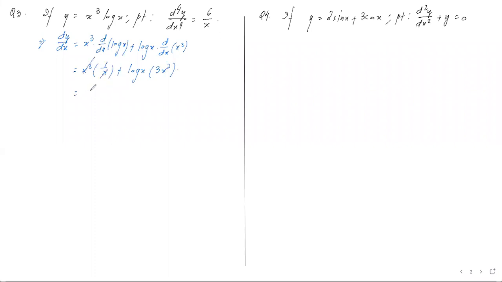So this x cube and x got cancelled. We are left with x square. And here we have 3x square into log x. We can take x square common. What we get? x square into 1 plus 3 times log x. That is the very first derivative we obtained, dy by dx.